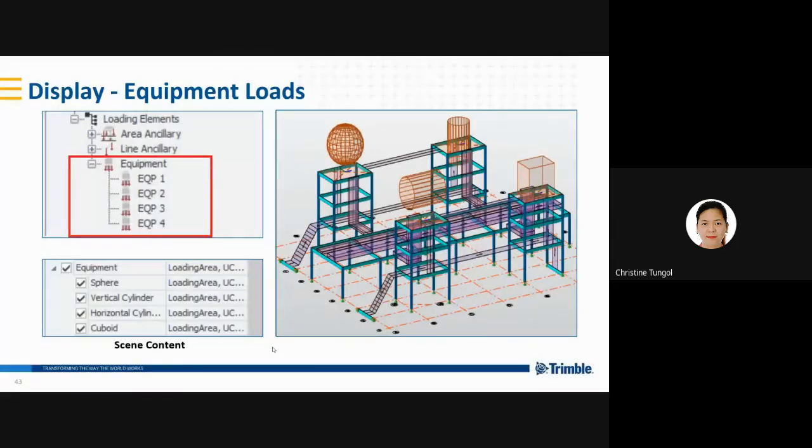So the equipment object is shown as a 3D object with the relevant 3D shape, its center of gravity visible on the loading area, and the vertical position relative to the loading area. So the user can switch on or off the display in the same way as with each object type. Equipment objects are available in the structure tree under the loading elements group.